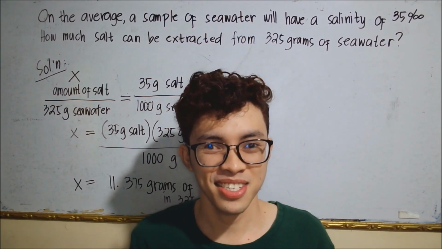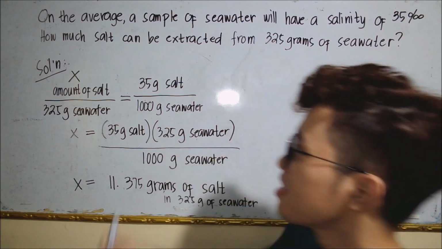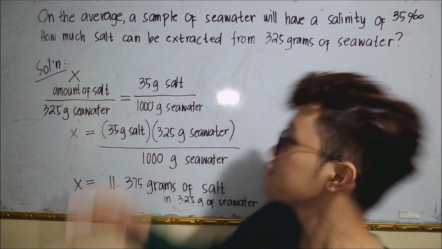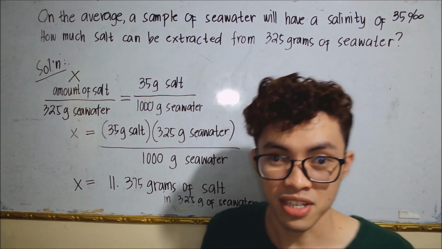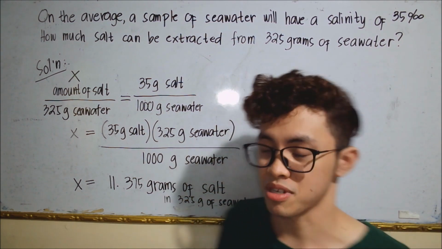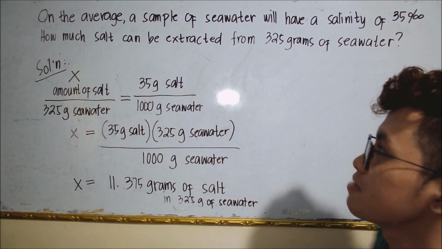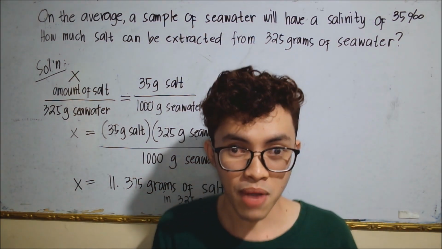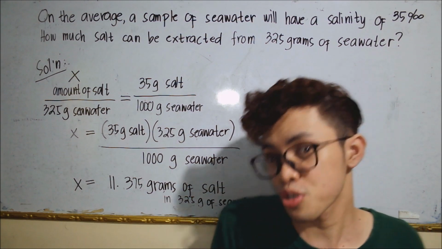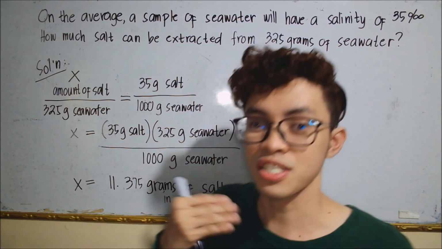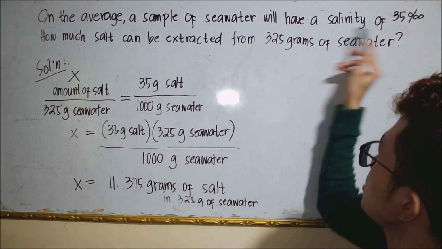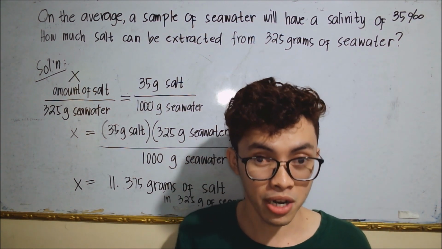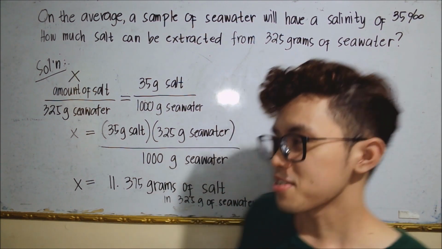Now let's try to answer this problem. On the average, a sample of seawater will have a salinity level of 35 parts per thousand. How much salt can be extracted from 325 grams of seawater? Now, our problem is how much salt is present in 325 grams of seawater with a salinity level of 35 parts per thousand. So very simple.